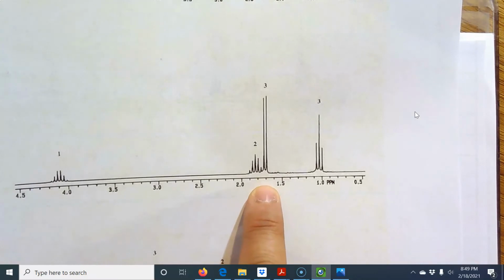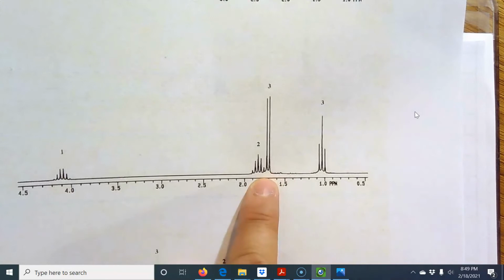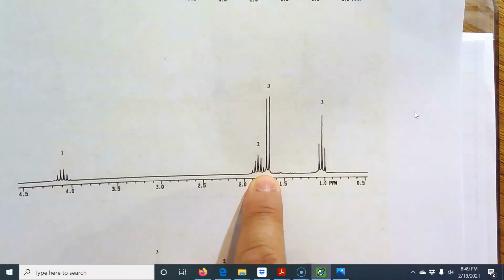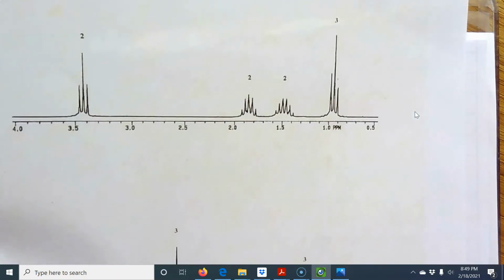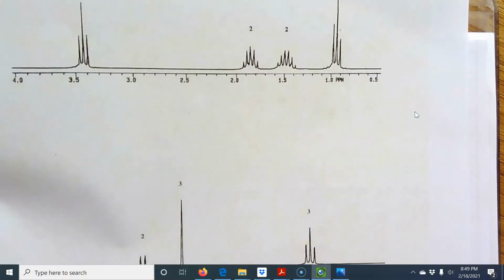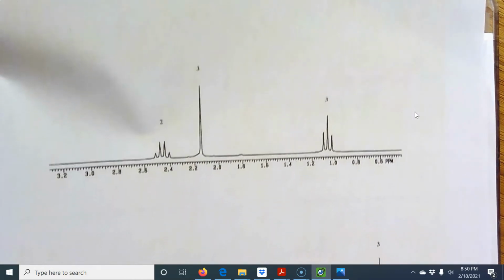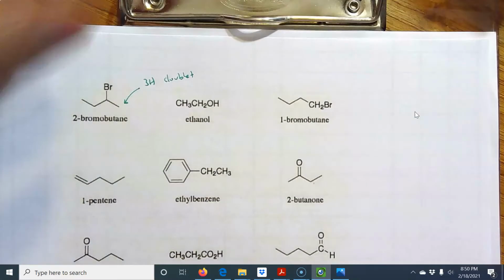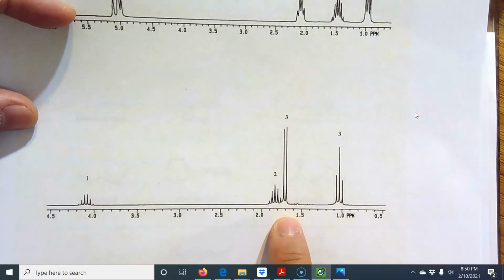See that? I was focusing on 1, but because of that bromine, I bet. See, that's a 3H doublet right there, and right now that's the only one I see. Here are the other spectrum, 7, 8, and 9. Look at that. It's this one right here.